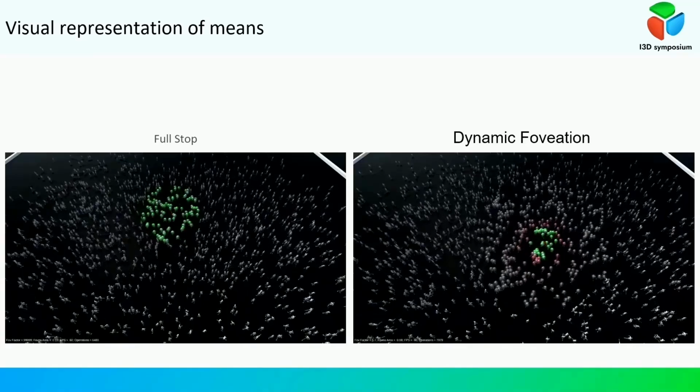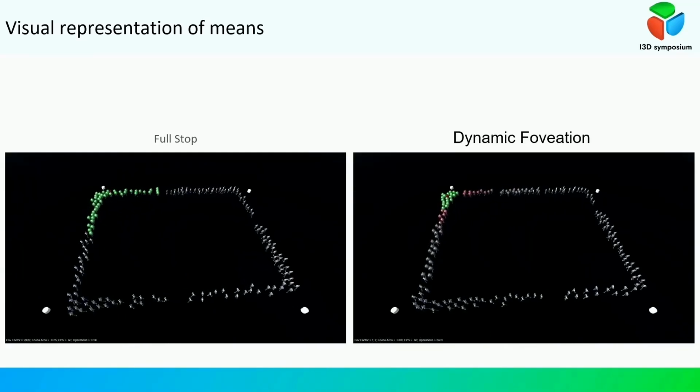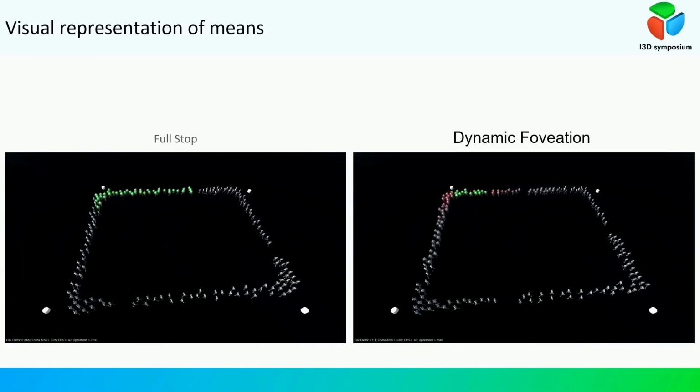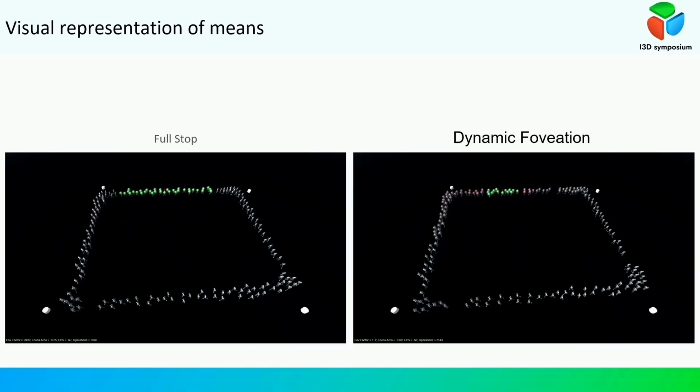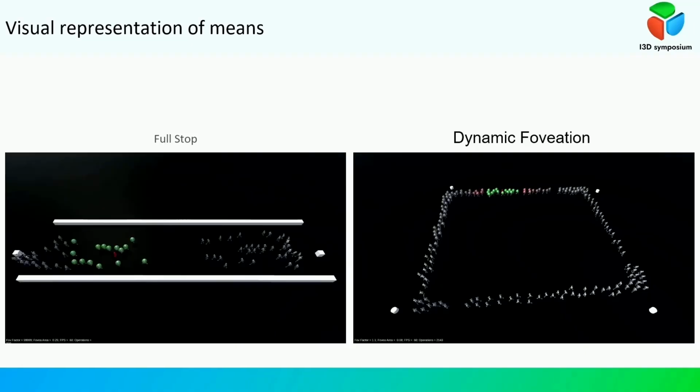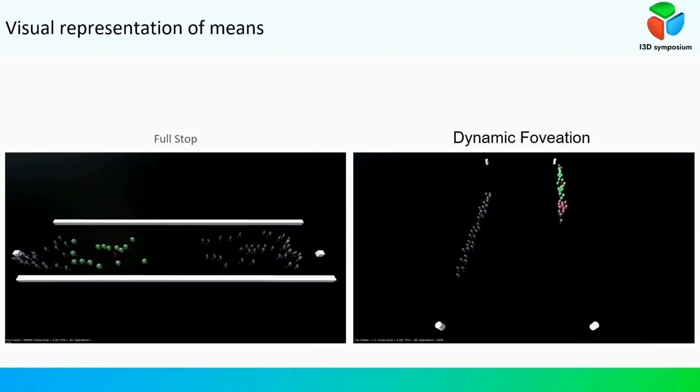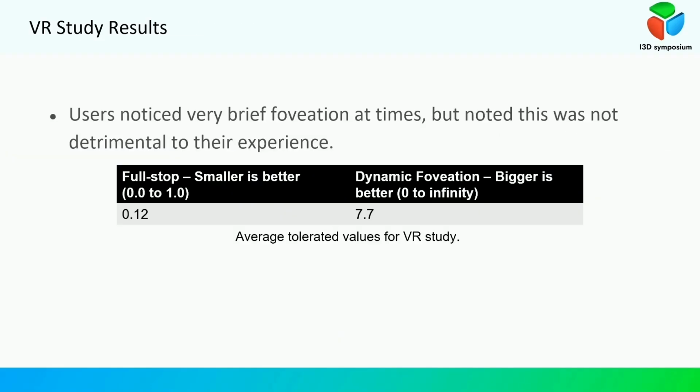And to give you a visual representation of how this looks, you will see here both methods at the means we discovered to be the most effective foveation settings. And you will see that at any given point, at least half of the agents on the screen are stopped. That is, the ones which don't have any highlights.